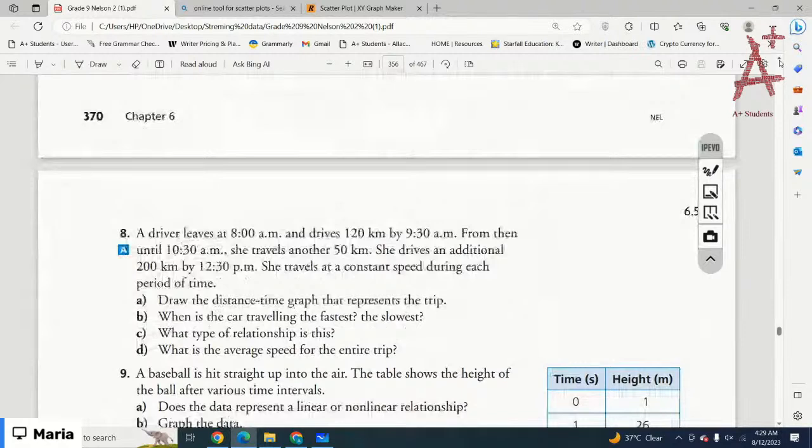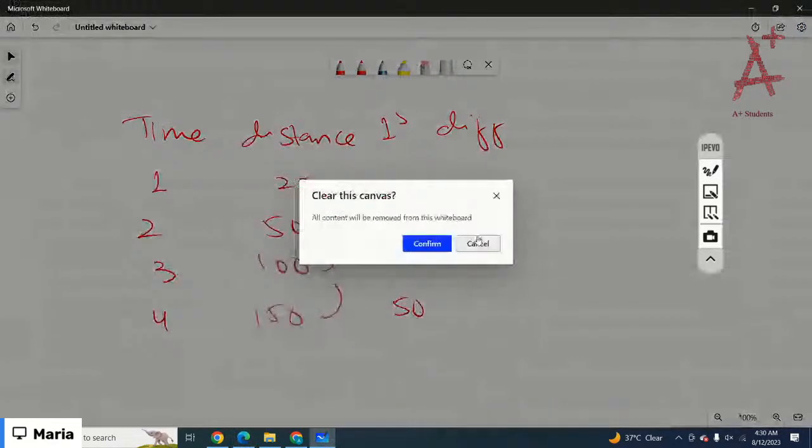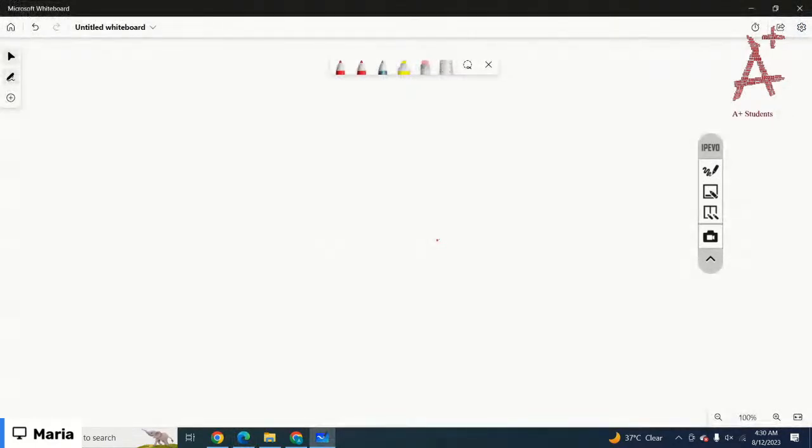Okay, let's just make the table of values. The driver leaves at 8 and drives 120 kilometers by 9:30. So from 8 to 9:30, the time duration is 1 hour 30 minutes, right? 1 hour 30 minutes means 90 minutes. So in 90 minutes, the car drove 120 kilometers, right? That is the distance, 120.